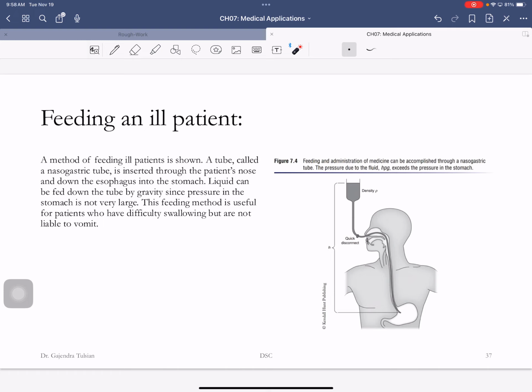Sometimes some patients have trouble swallowing, and then you can use a feeding tube and supply nutrients. So liquids can be fed down through a tube by gravity since pressure in the stomach is not very large. This feeding method is useful for patients who have difficulty swallowing but are not liable to vomit. So in some conditions, the feeding tube goes through your nose.